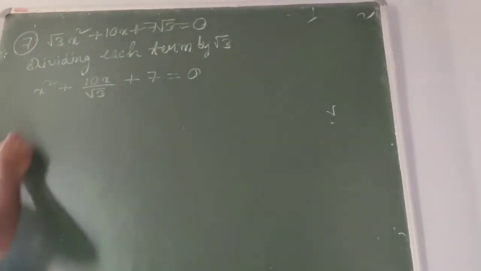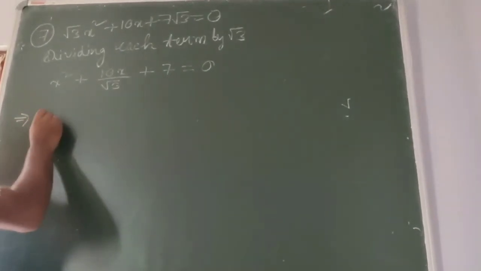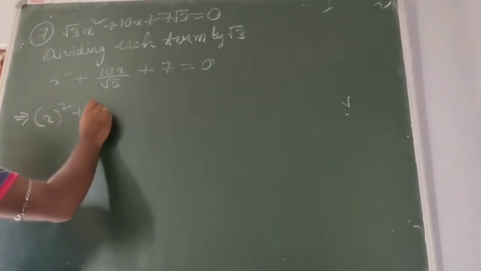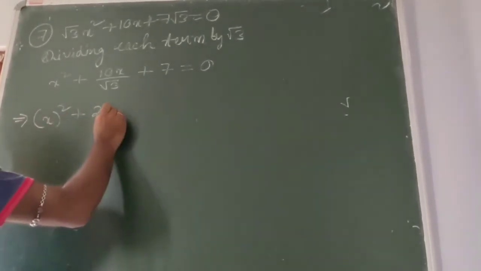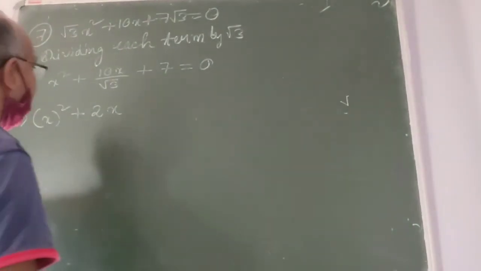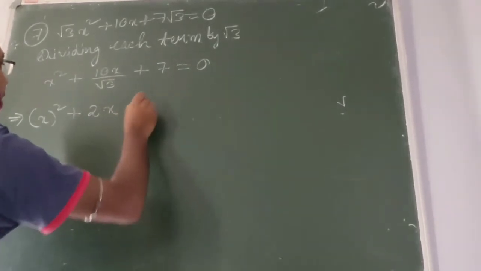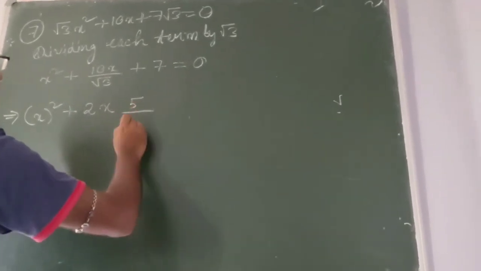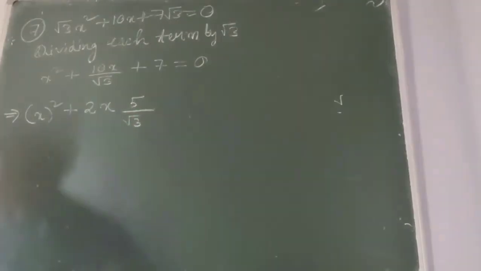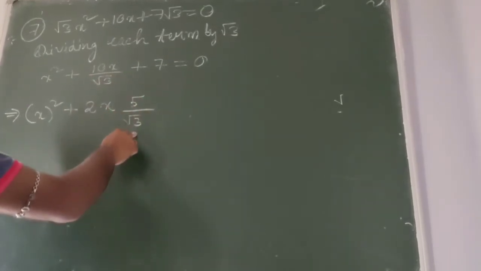Now see, I can make it a square. A square means x whole thing square, with plus, you put plus twice ab. A is your x. Now b, I have to arrange. How can I arrange? 2 5s are 10, so 10 by root 3. Twice a written. Now b is 5 by root 3.